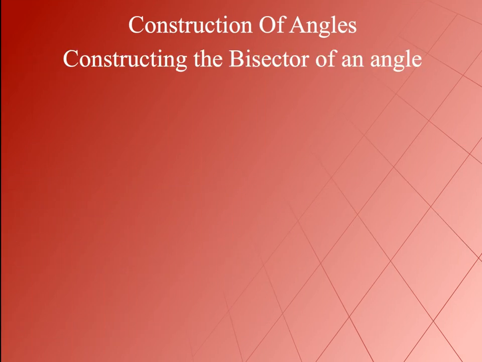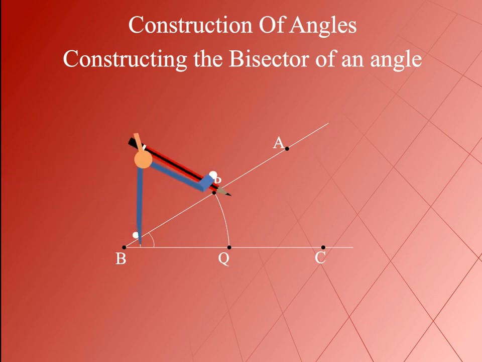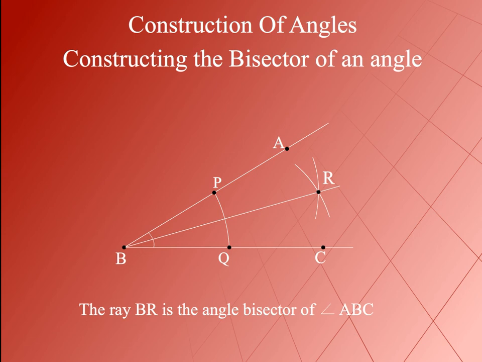Constructing the bisector of an angle. Let angle ABC be the given angle. With B as center and any suitable radius, draw an arc intersecting the arms AB and AC at P and Q respectively. With P and Q as centers and radius greater than half PQ, draw two arcs intersecting each other at R. Join BR and produce it to get the ray BR. The ray BR is the angle bisector of an angle ABC.